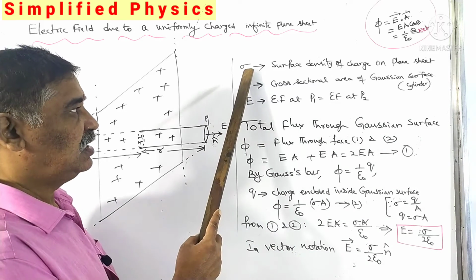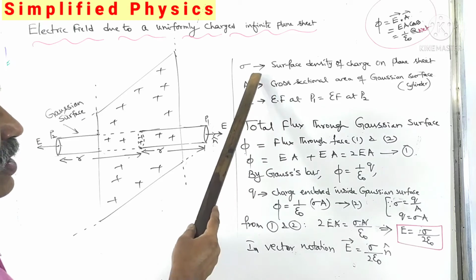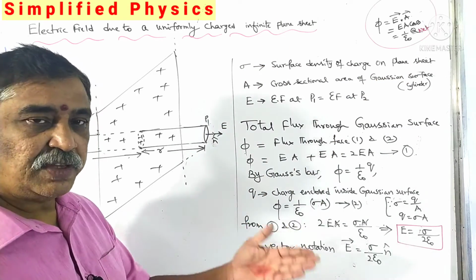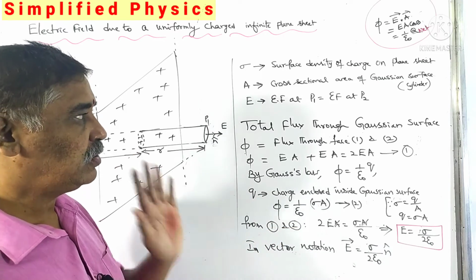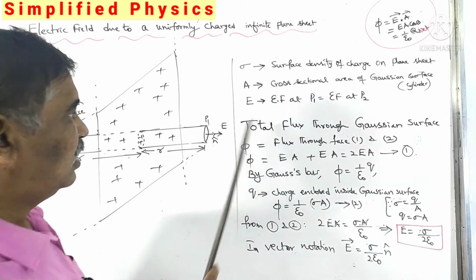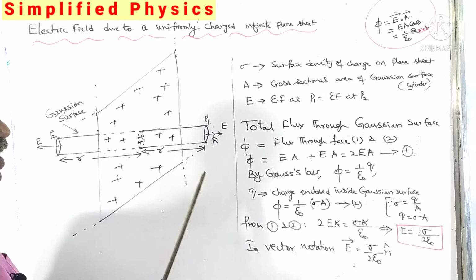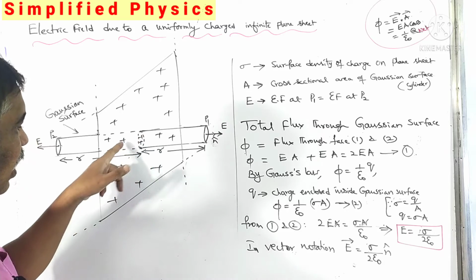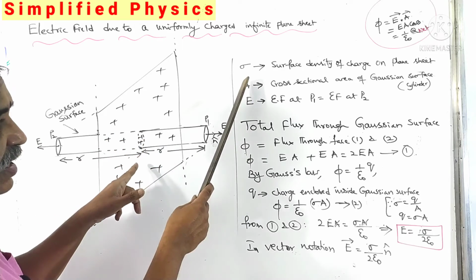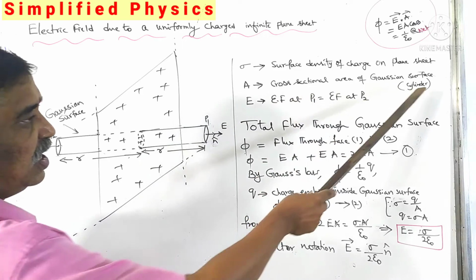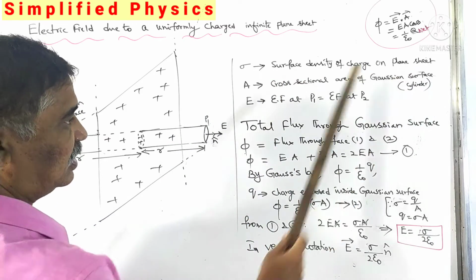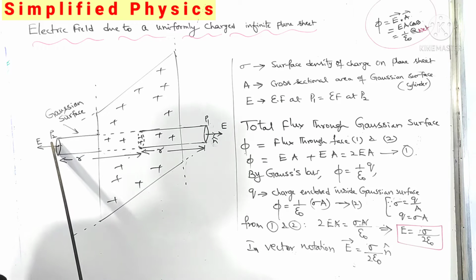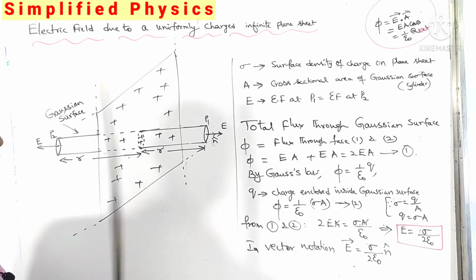Let me explain the symbols. Sigma is the surface density of charge on the plane sheet. Surface density of charge, sigma, is equal to charge by area, familiar to us. A is the cross-sectional area of the Gaussian surface, that is, the cross-sectional area of the cylinder. E is the electric field at point P1, which is also equal to the electric field at point P2.